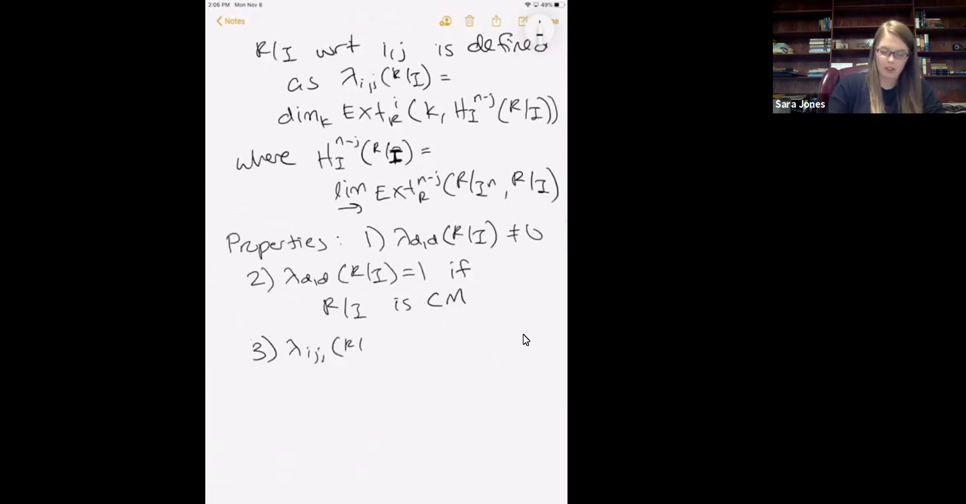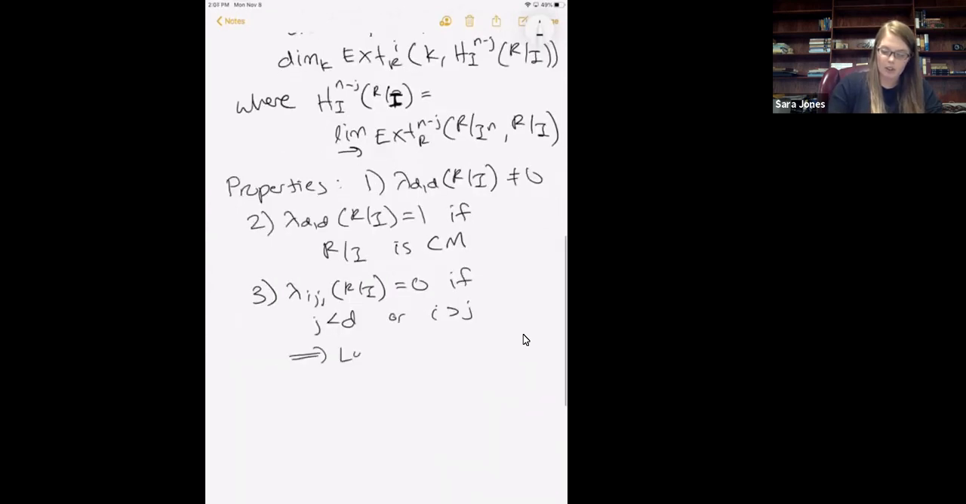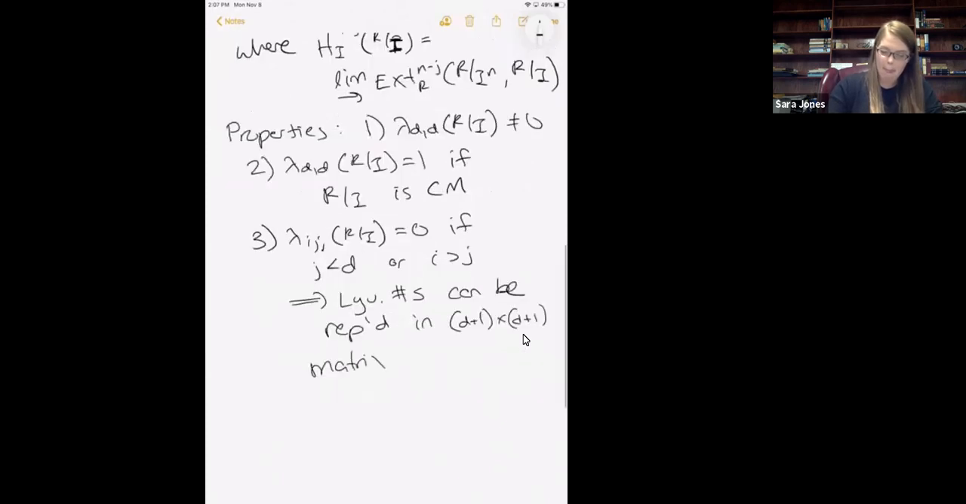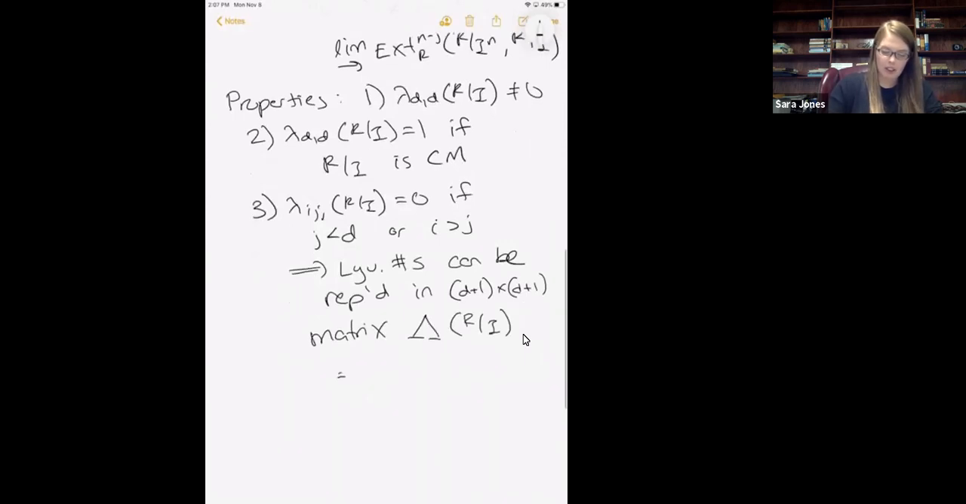Then we see a little bit more with this property: lambda_{ij} is equal to 0 if j is greater than d or i is greater than j. What this allows us to do is represent the Lyubeznik numbers in a d+1 by d+1 matrix, which we denote big Lambda of R mod I, where the Lyubeznik numbers are lined up as such.